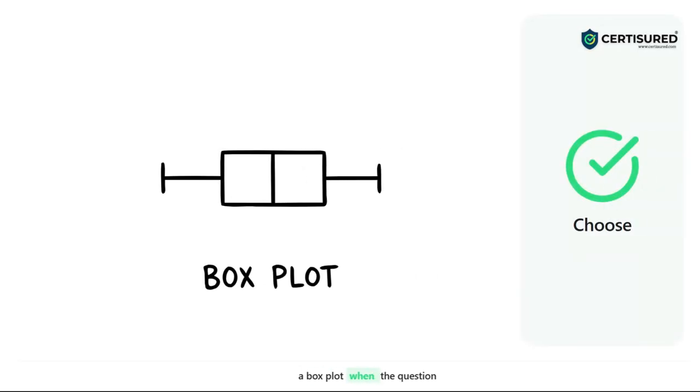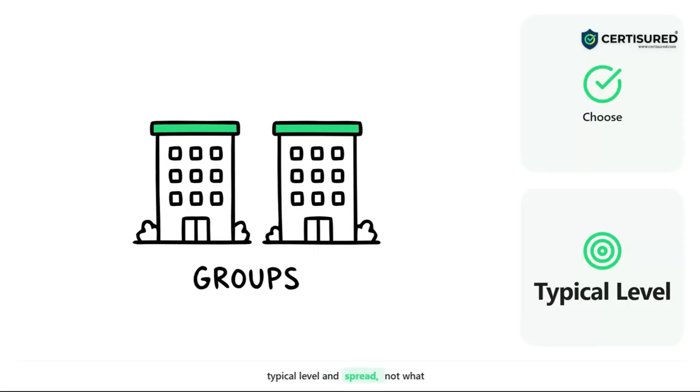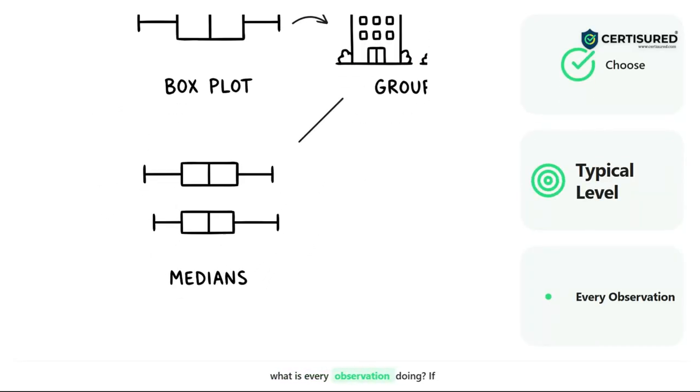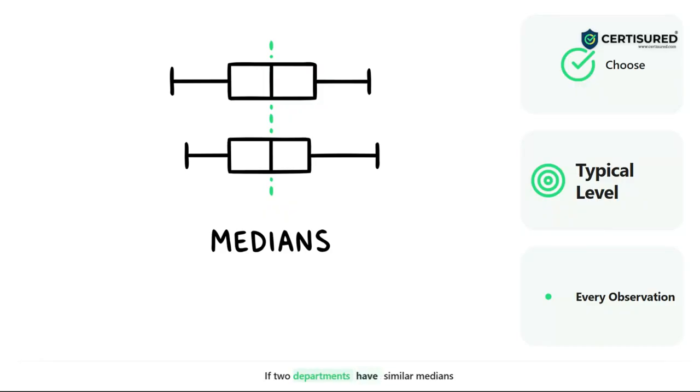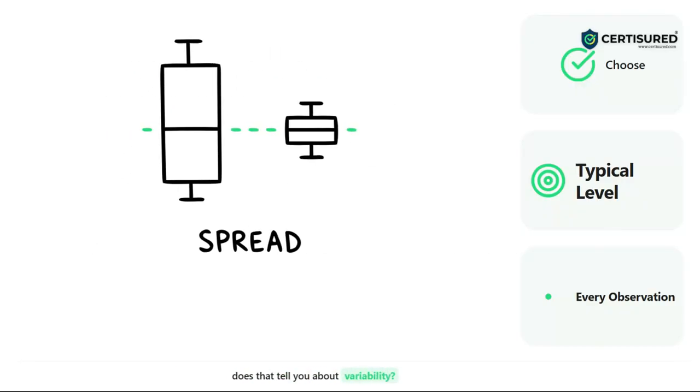Choose a box plot when the question is, how do these groups differ in typical level and spread? Not, what is every observation doing? If two departments have similar medians but different box heights, what does that tell you about variability?